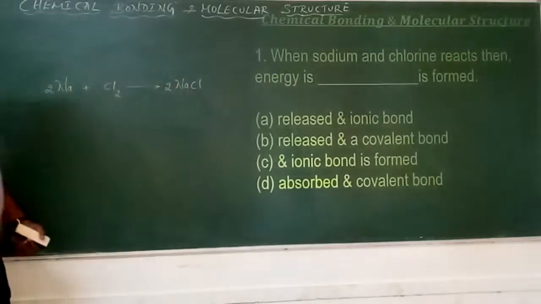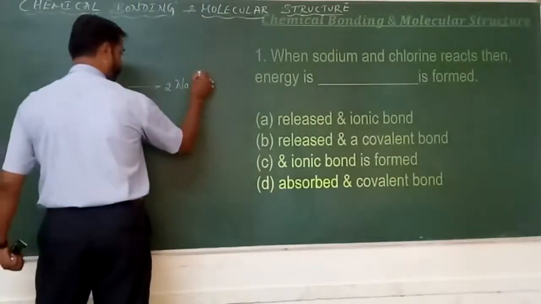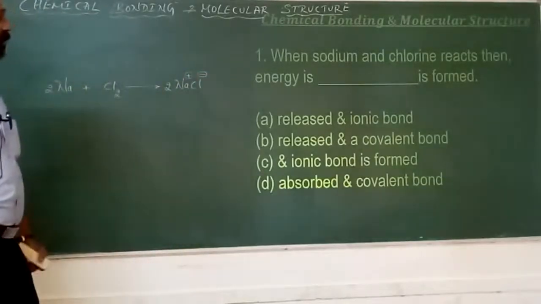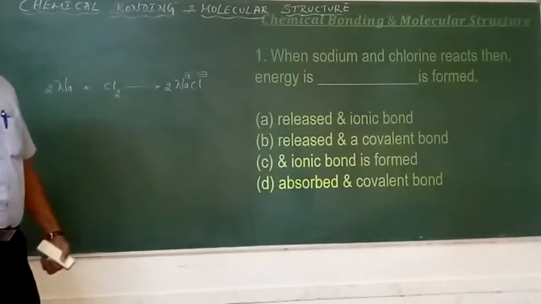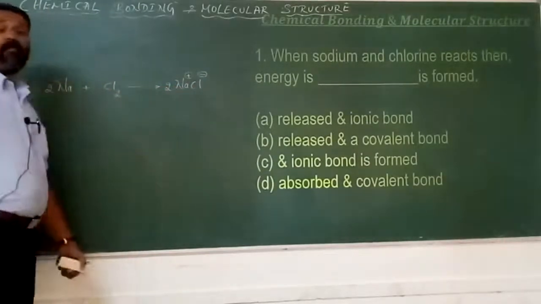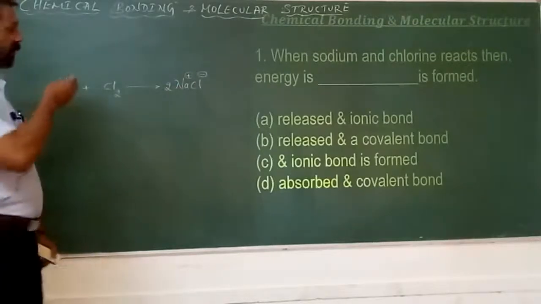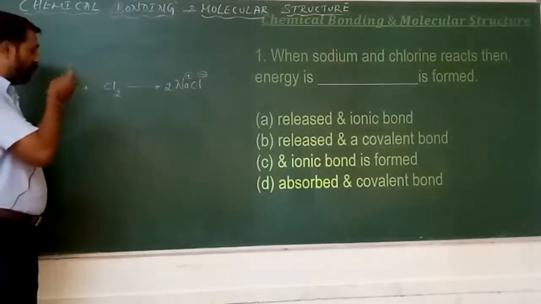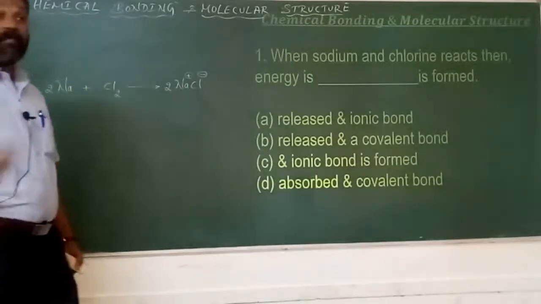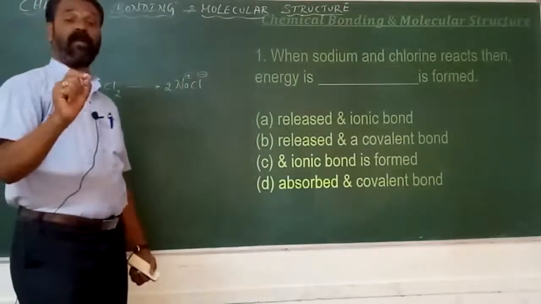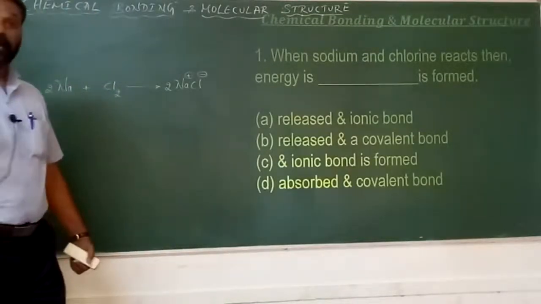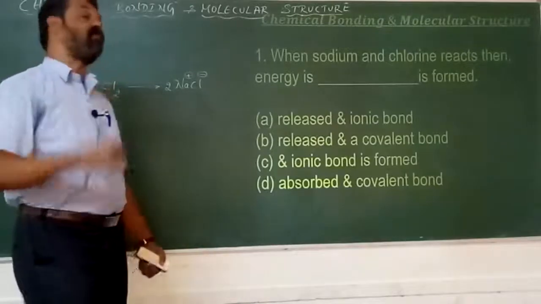Sodium chloride, we know that it is the best example for which one? Ionic. Means, first, the ionic bond is formed. And as it is bond breaking or bond making, usually there is a bond making between the sodium and the chlorine in the form of sodium ion and the chloride ion. Therefore, bond breaking is endothermic, whereas bond making is exothermic. Exothermic means release of energy, whereas endothermic means absorption of energy.